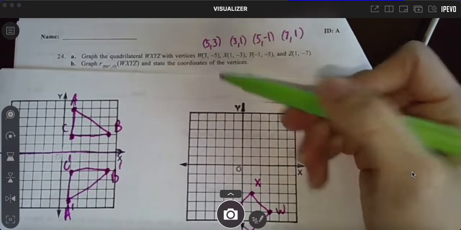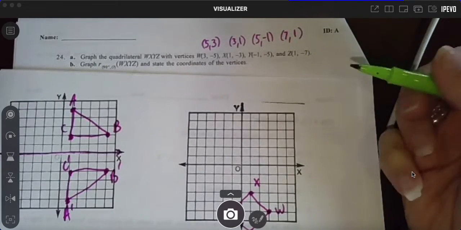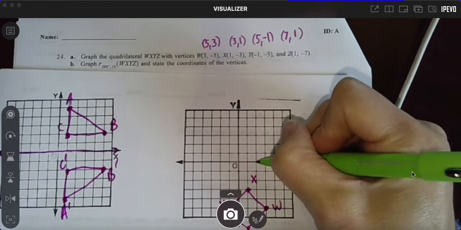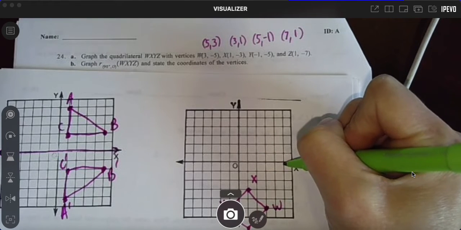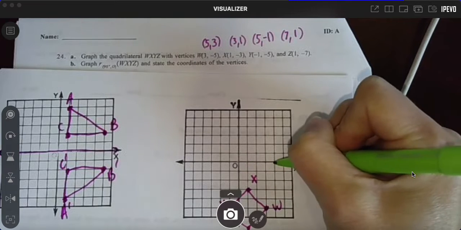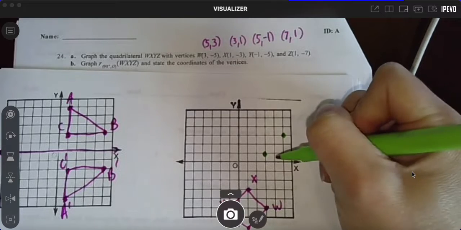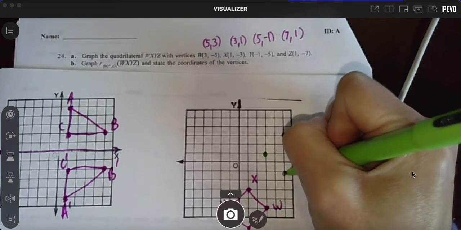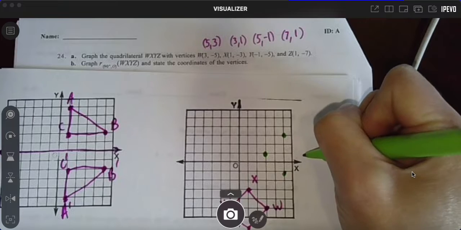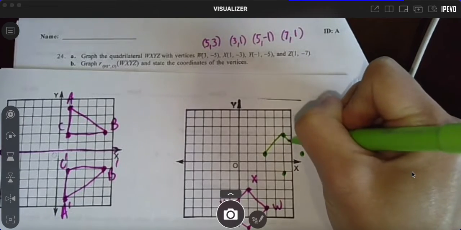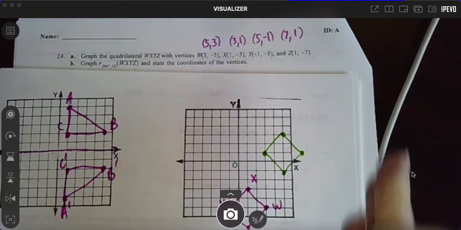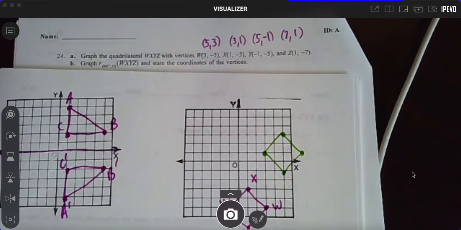Okay? Now it wants us to graph those new points. So I would go over 5, 1, 2, 3, 4, 5, and up 3. Hold on. Over 3, up 1, over 5, down 1, and over 7, up 1. And there's our rotation, our 90 degrees on that graph. Do you want us to put the prime for it? Yeah, I should have done that.